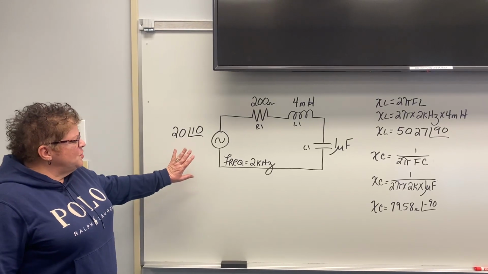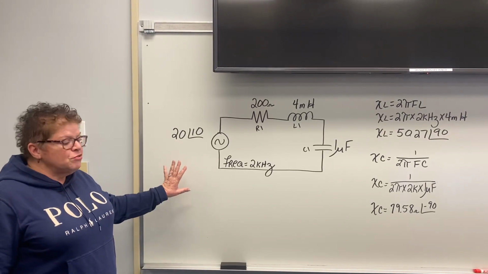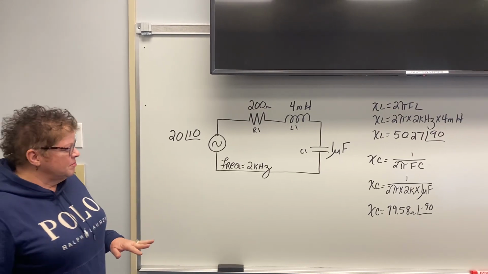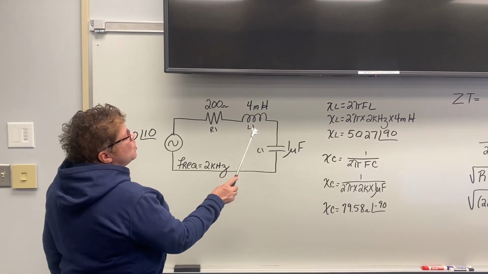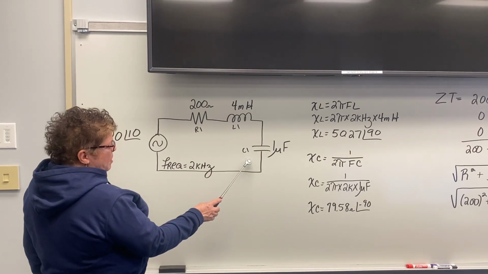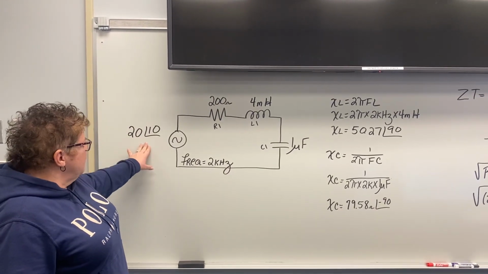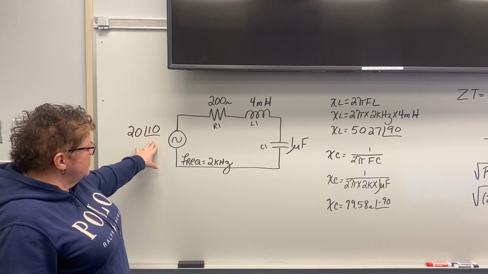Okay, so we're going to do a series circuit, but we're going to do it in rectangular form versus the polar that we normally do it in. Here we have one resistor, one inductor, and one capacitor. We still have to get X of L and X of C. The voltage here is 20 at an angle of 10.